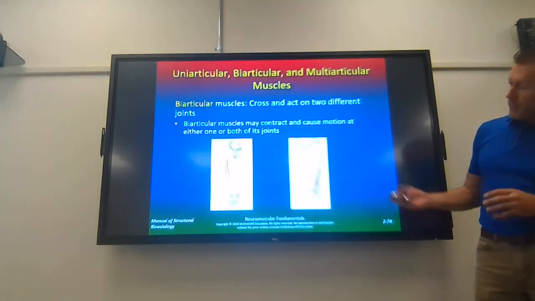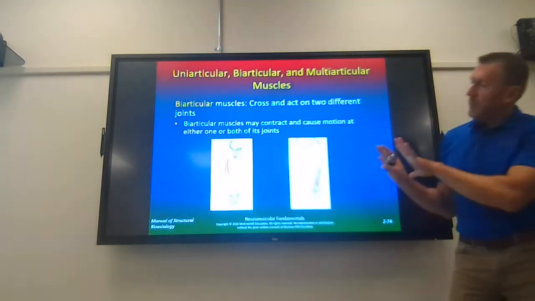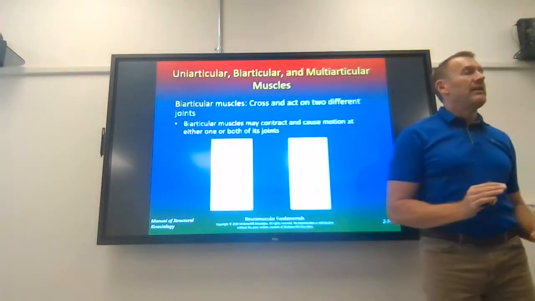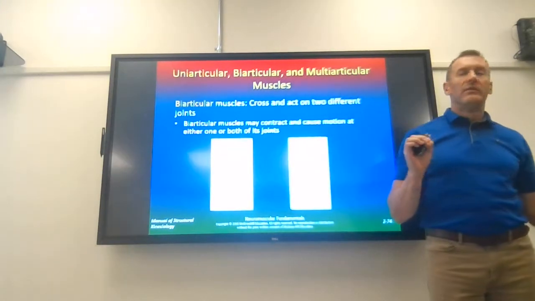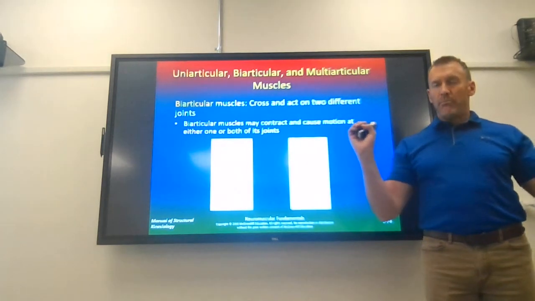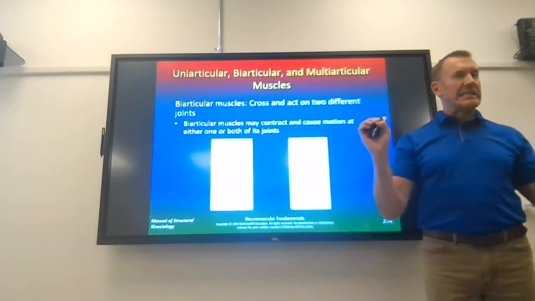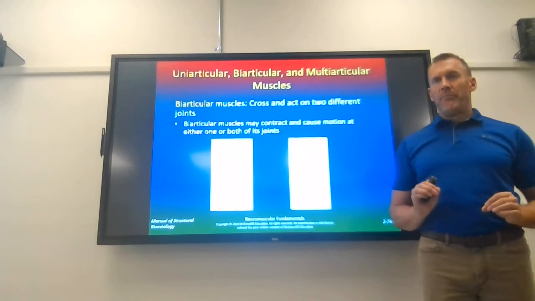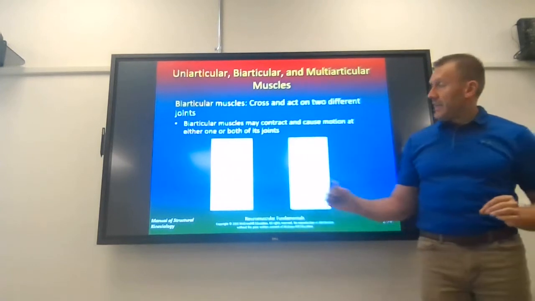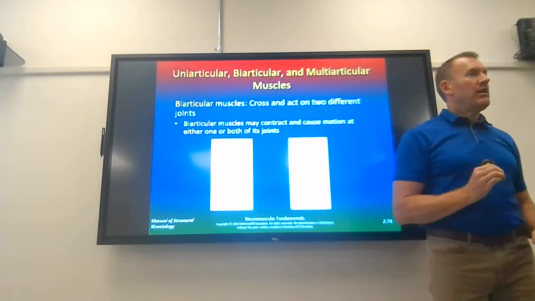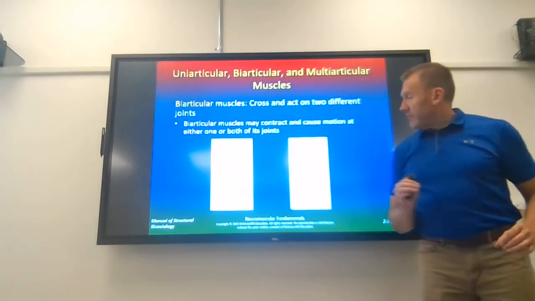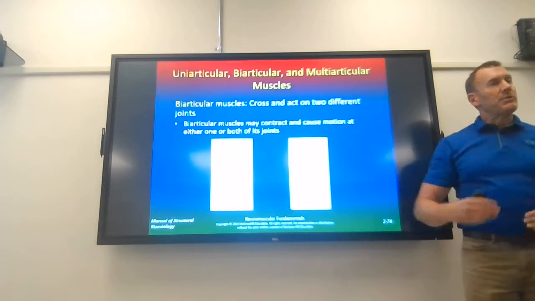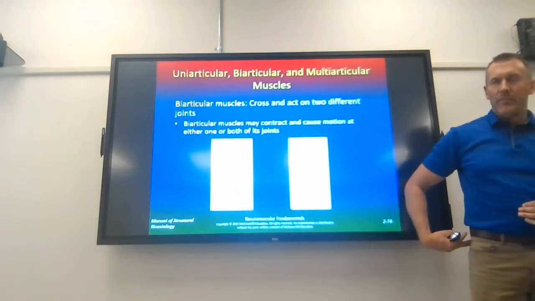So very important to understand that a muscle can usually do one action or the other, but not both to the greatest extent at the same time. So it's very difficult to get maximal hip flexion and maximal knee extension at the same time. Very difficult for the hamstrings to maximally extend the hip.